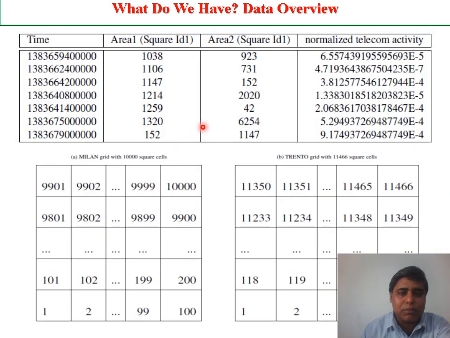So the data is something like this. The city is divided into smaller grids, and each grid has a unique ID. From one grid to another grid, this is the amount of telecom activity. So this becomes one node, this becomes another node, and this becomes the edge weight between them. If there is interaction, there is an edge. If there is no interaction, there is no edge.